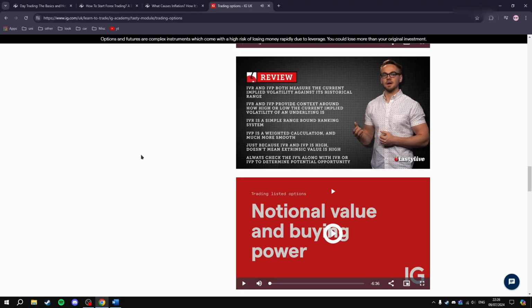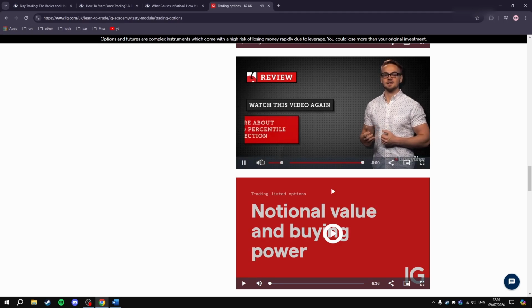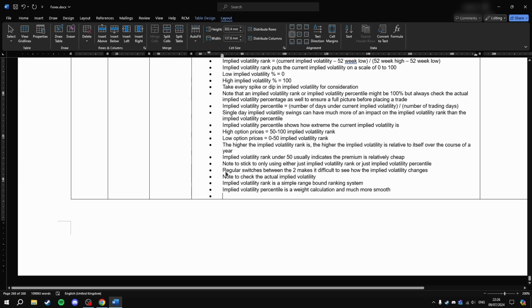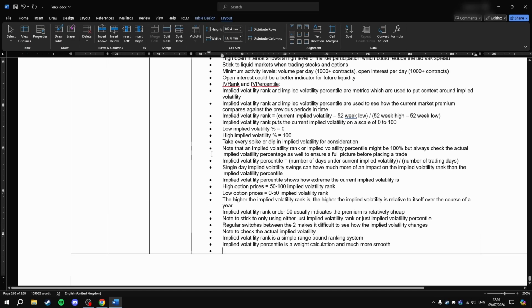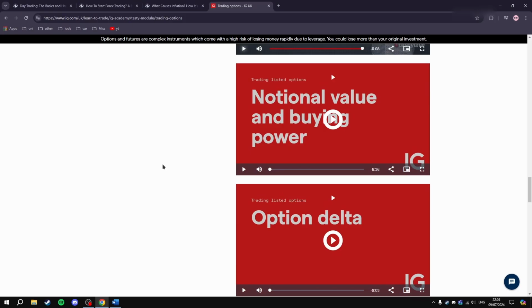Just because IV rank or IV percentile is high doesn't mean extrinsic value is high. It's important to remember that these are just contextual tools, and we need to check the actual implied volatility of an underlying to get the full scope of option premium and whether or not it's worth trading. Feel free to check out the written content in this section for more. Nice, okay, so that's the implied volatility rank and implied volatility percentile video. On to the next, notional value and buying power.